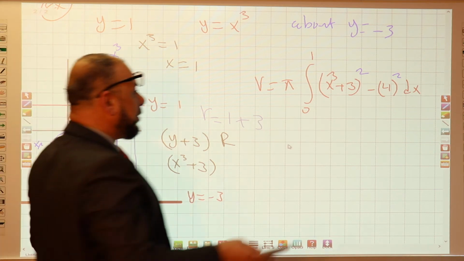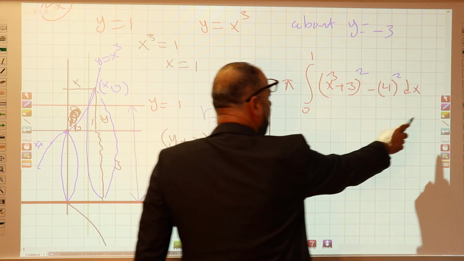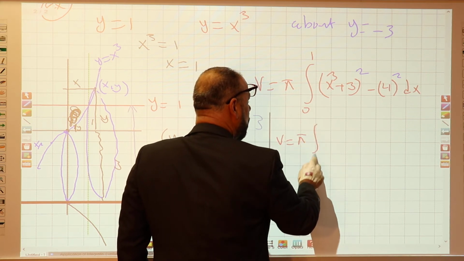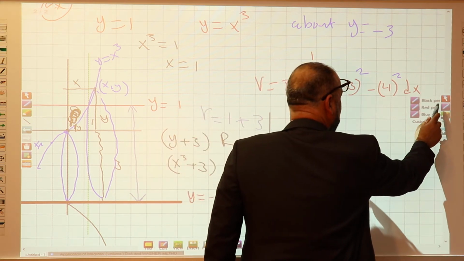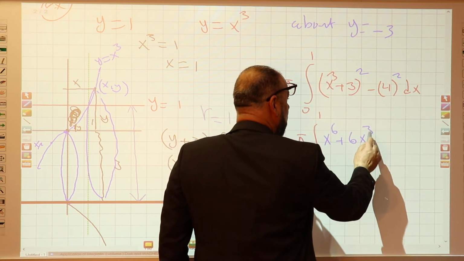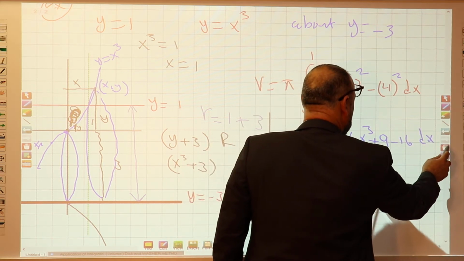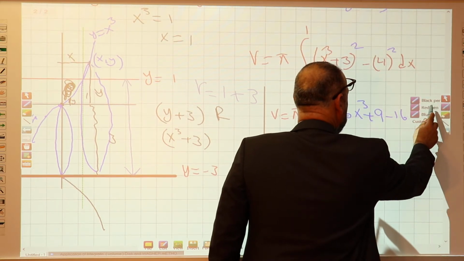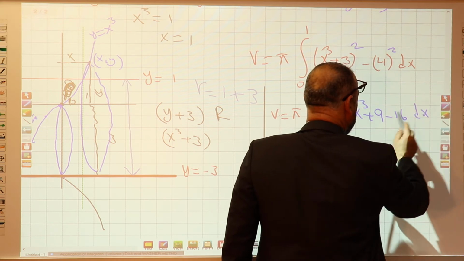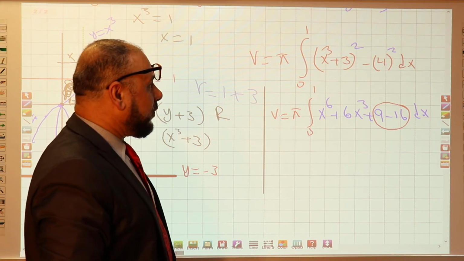Now, to finish this integration, first you have V equals pi, integral from 0 to 1. This becomes x to the 6, plus 6x cubed, plus 9, minus 16, dx. Now I'm going to do it in one step, if you don't mind, guys. 9 minus 16 is negative 7. We are in calculus.